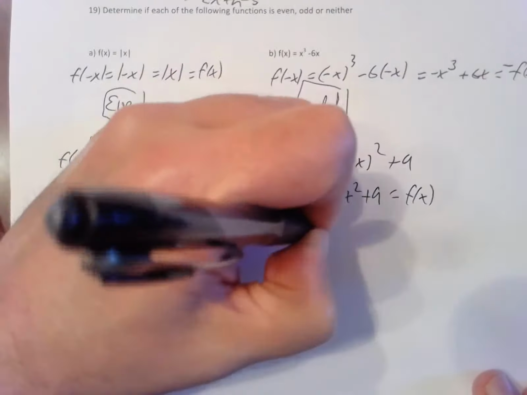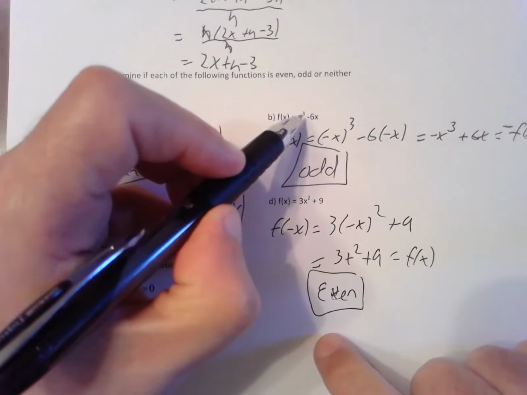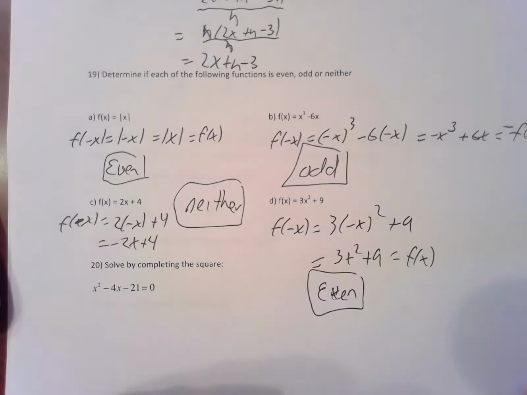Okay, now the shortcut here is if all your powers are odd, cubed is odd. X to the first, odd. If all your powers are odd, you got yourself an odd function. If all your powers are even, you got an even function. If you have a mixture, then it's neither.